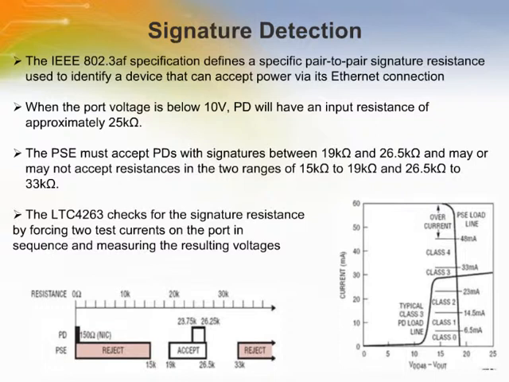The LTC4263 will typically accept any PD resistance between 17 k ohm and 29.7 k ohm as a valid PD. Values outside this range are reported to the user by a code flashed via the LED pin.